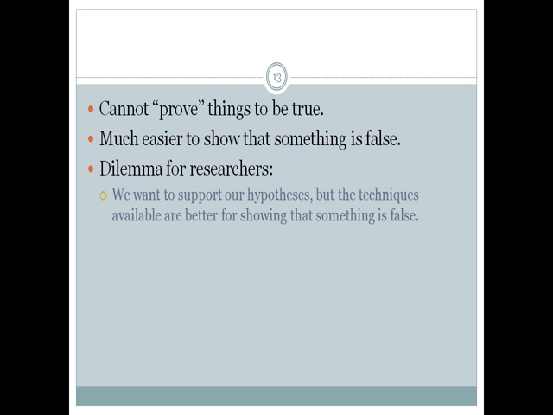A note on terminology: I'm trying to be careful not to use the word prove. We cannot prove things to be true in statistics. We can show evidence for one conclusion or another, but there's no proof.